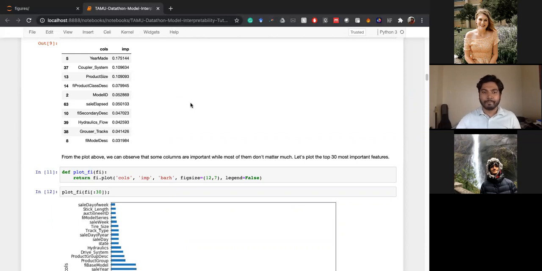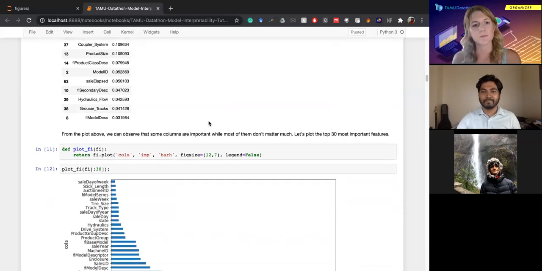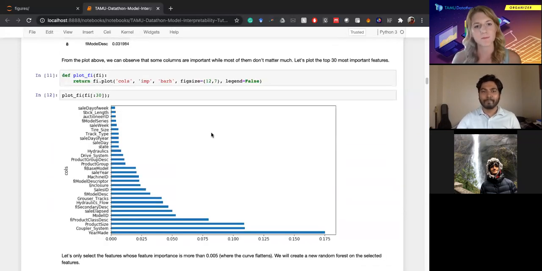Okay, awesome. And just as a general comment, I really liked all the various ways you visualized the relationships between features. I think all these plots are really useful.